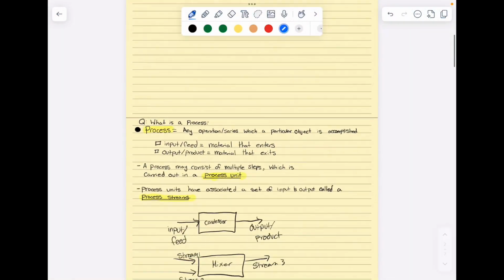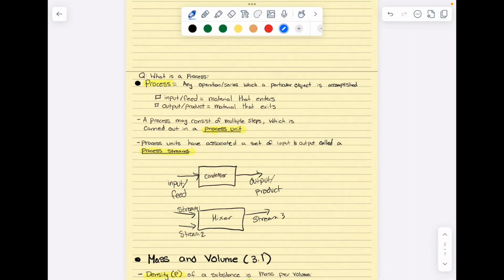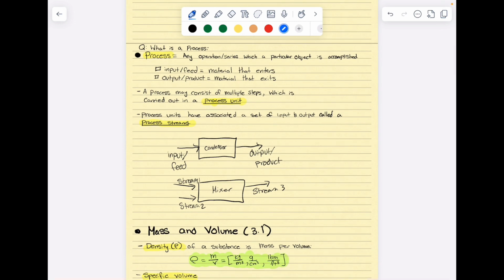Process and variables. What is a process? A process is any operation or series of operations by which a particular objective is accomplished. Within a process, we have an input or a feed, and that is a material that enters. And we also have an output or a product, and that's the material that exits. A process may consist of multiple steps, which are carried out in a process unit.